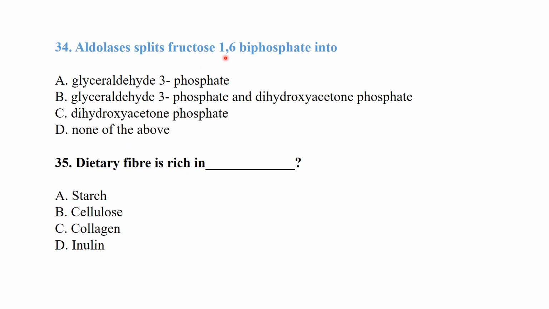Aldolase splits fructose 1,6-bisphosphate into glyceraldehyde 3-phosphate and dihydroxyacetone phosphate. Dietary fibers are rich in cellulose.